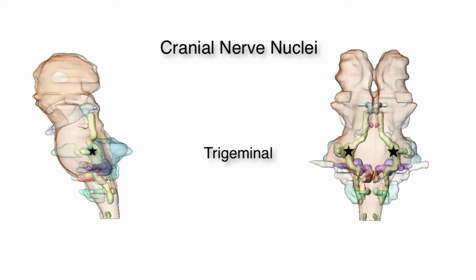Cranial nerve 5, the trigeminal nerve, provides sensation to the face and motor innervation to the muscles of mastication. Cranial nerve 7, the facial nerve, provides motor innervation to the face and taste sensation to the anterior tongue.